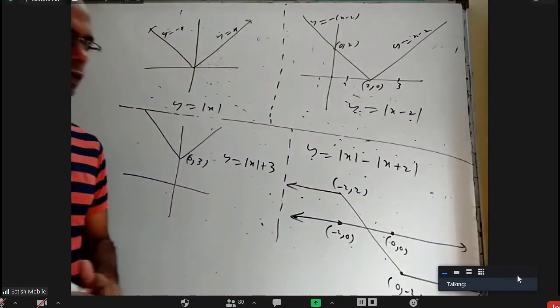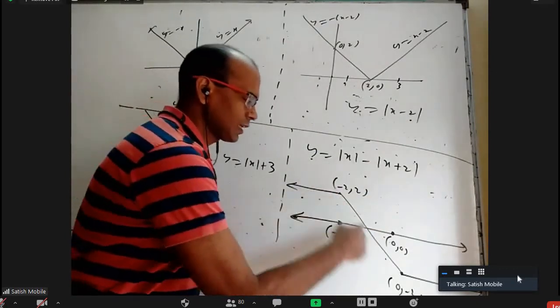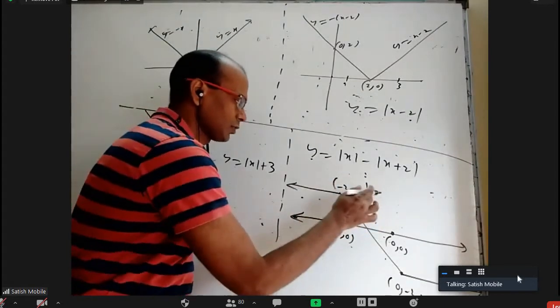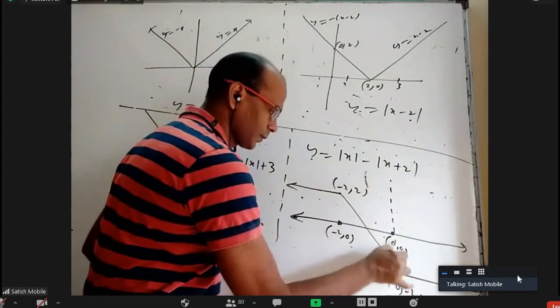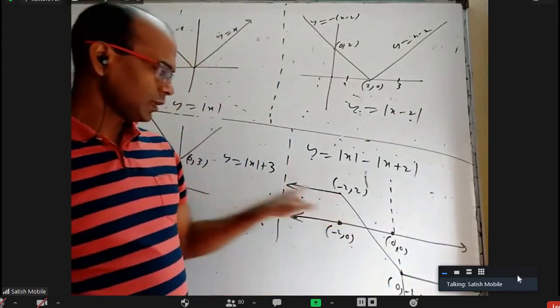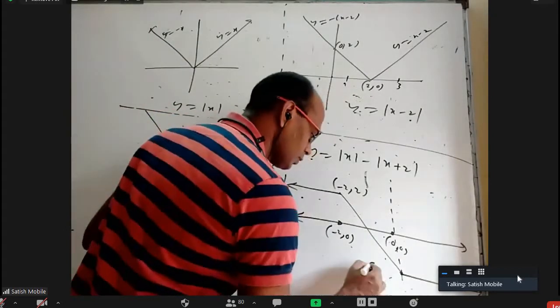Okay. The graph of y equal to mod x minus mod x plus 2 is a line like this, a line segment, a ray like this, a ray like this, horizontal rays. This is the y-axis. This is the x-axis. One full line, another line segment, another line like this. Why? Where has it turned from?